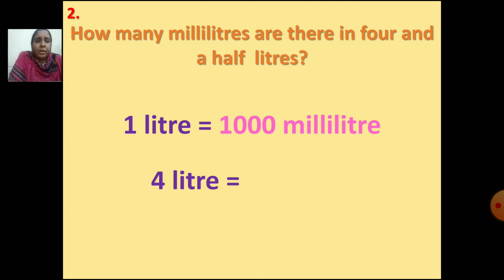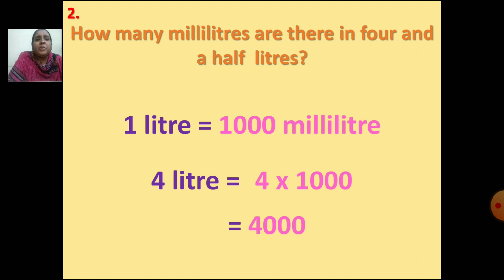4 liter is equal to, what you will do? 4 multiply by 1000. Yes. 4 liter is equal to 4 multiply by 1000. What you will get? 4 ones are 4 and then 3 zeros. So what is the answer? 4000 milliliter.